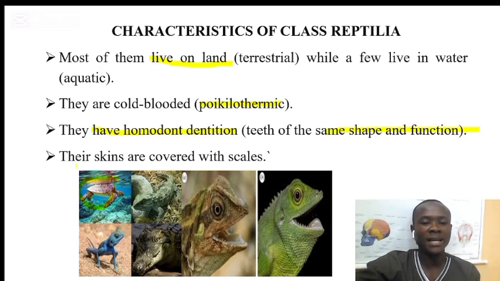And next, their skin is covered with scales, not like as we have in amphibians, in which the skin is not covered with scale and it is moist because they use it for respiration. But in here, the skin is covered with scale for protection because they are not using their skin for respiration, and most often they crawl on land. So for them not to get physical injury from crawling, their skin is covered with scales.